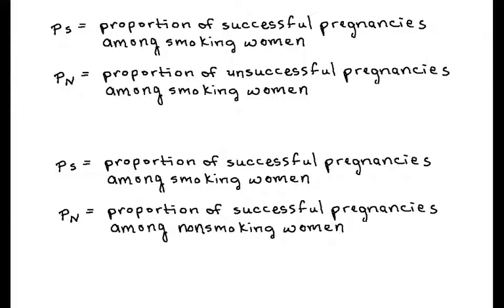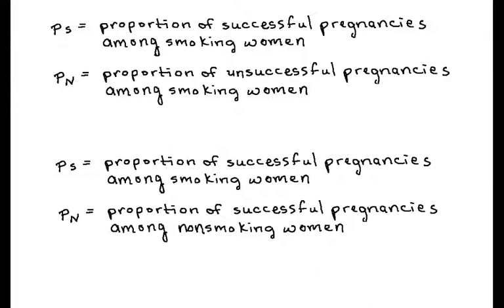Just to put this into context of an example that we've seen, here are ways of defining PS and PN. One of these is correct and one of these is incorrect from our fertility and smoking example. The first one says P sub S is the proportion of successful pregnancies among smoking women, and the second one says P sub N is the proportion of unsuccessful pregnancies among smoking women. The second pair, proportion of successful pregnancies among smoking women, and proportion of successful pregnancies among non-smoking women. Think for a moment about which pair you think is correct.